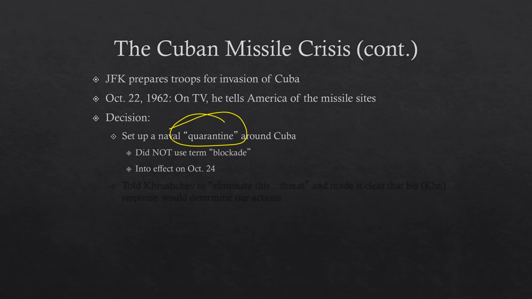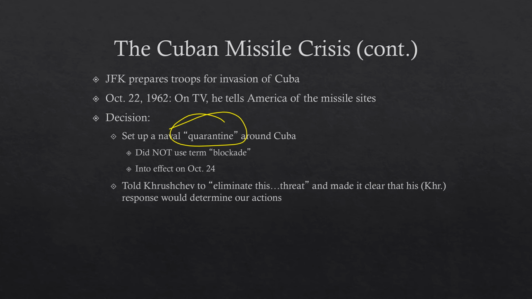But he uses the term naval quarantine, basically keeping the Cubans by themselves. And he does this by casually sending his ships out to hang out in the Atlantic, in the Gulf, in the Caribbean, to keep the Cubans where they are, to quarantine. Again, he's not using the term blockade because a blockade is an act of war. Okay, so it's just a play on words.